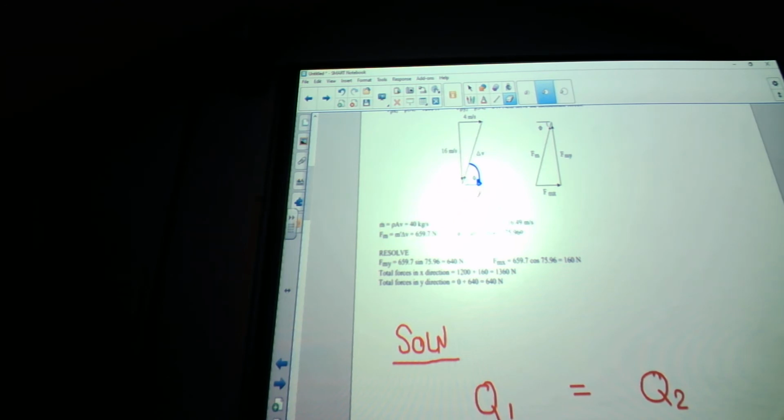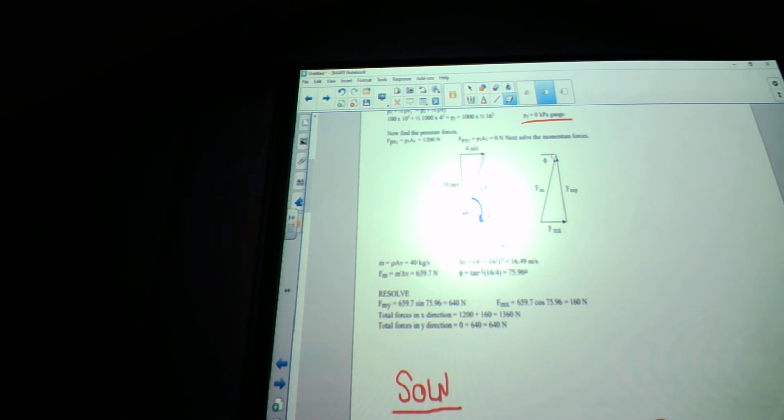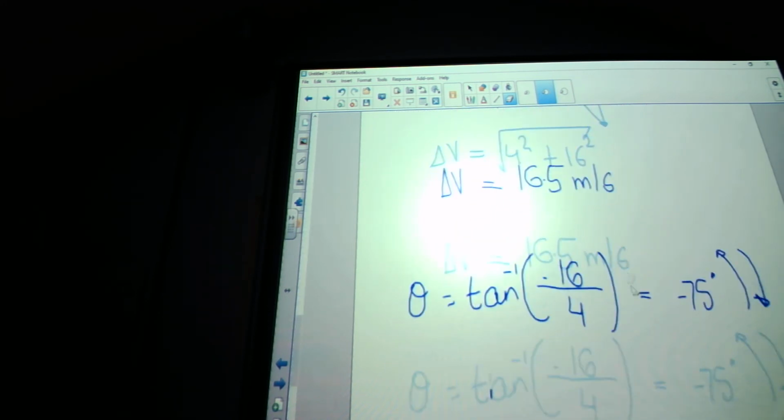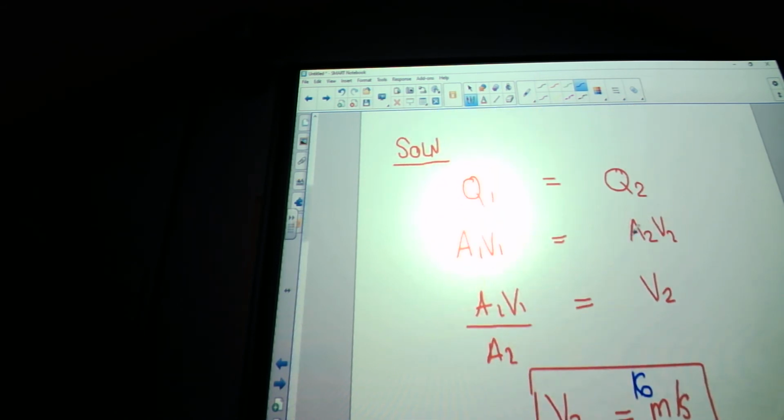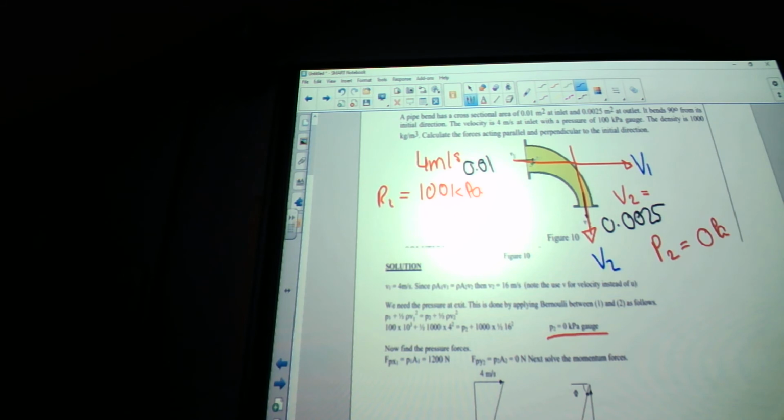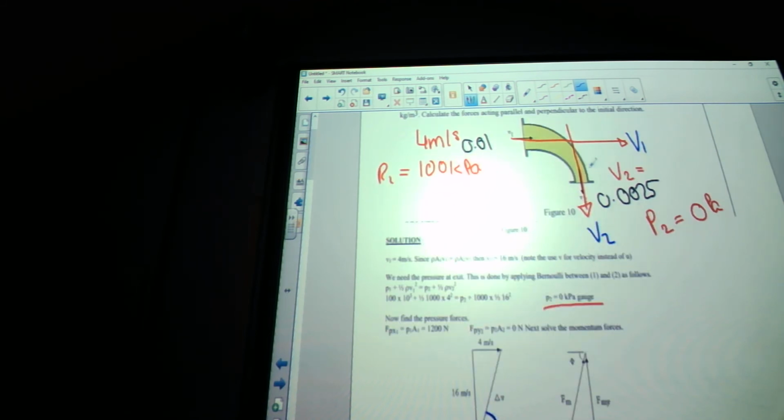Now once I got that bit, I need to figure out the forces. To find the forces, I need to use a formula. Force equals pressure times the area. So this is the formula I got, and I need to find the force on this side and the force on that side. So these are two forces I'm working on.